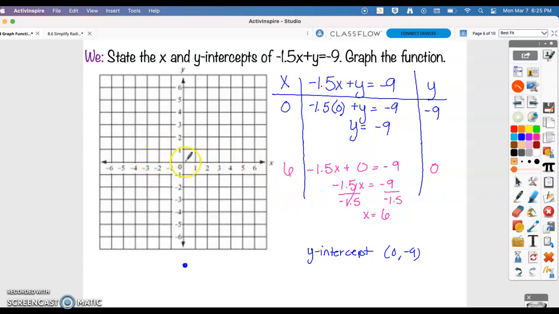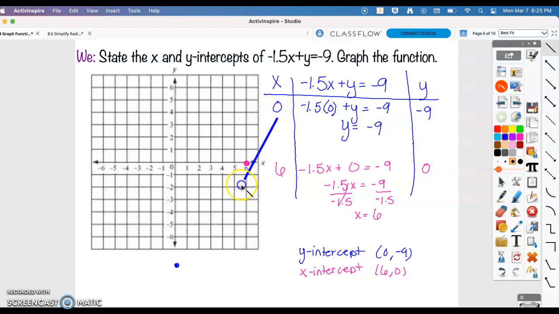And so this is my x-intercept. This is where it's going to hit the x-axis. So (6, 0) is the x-intercept. I've got my 2 points on my graph, and now I can just connect the two.